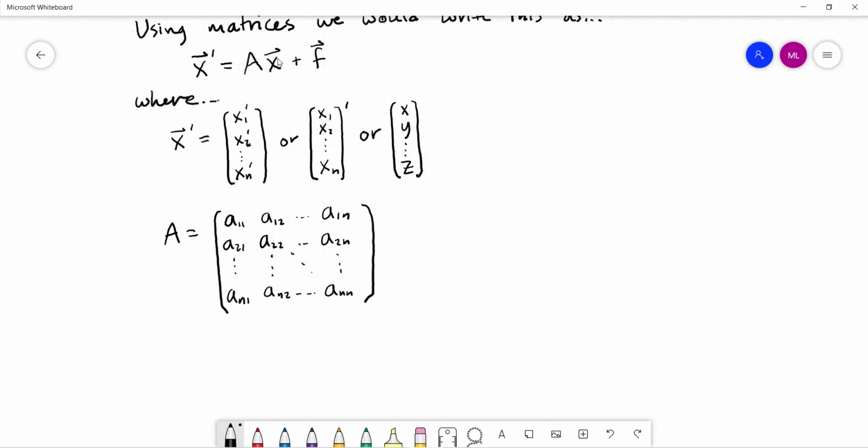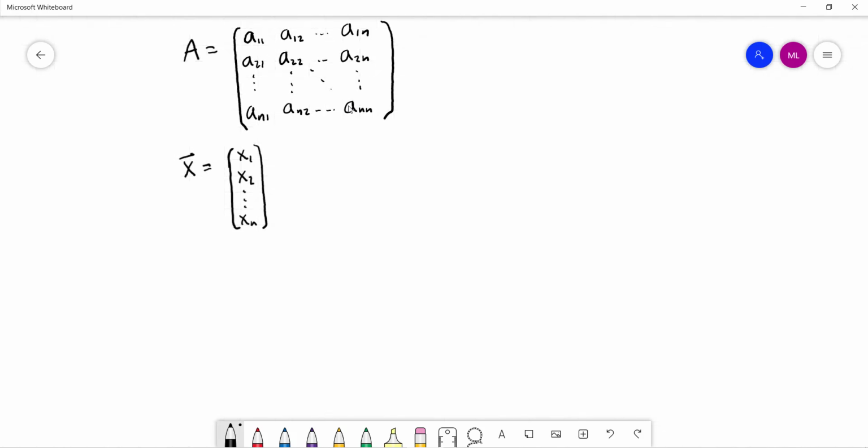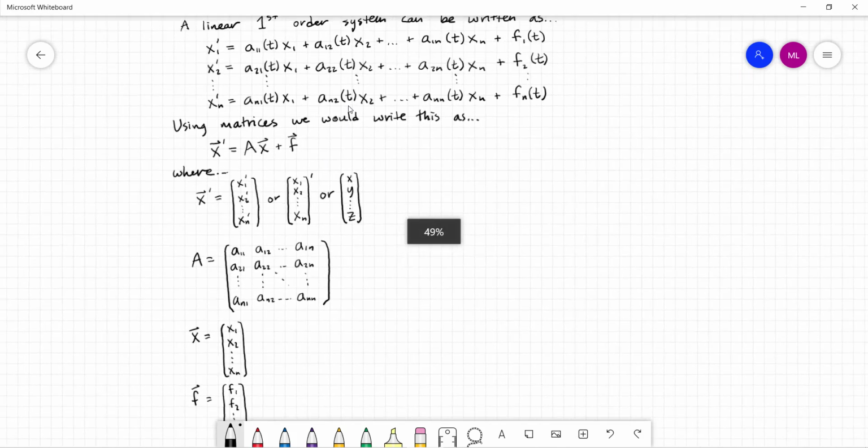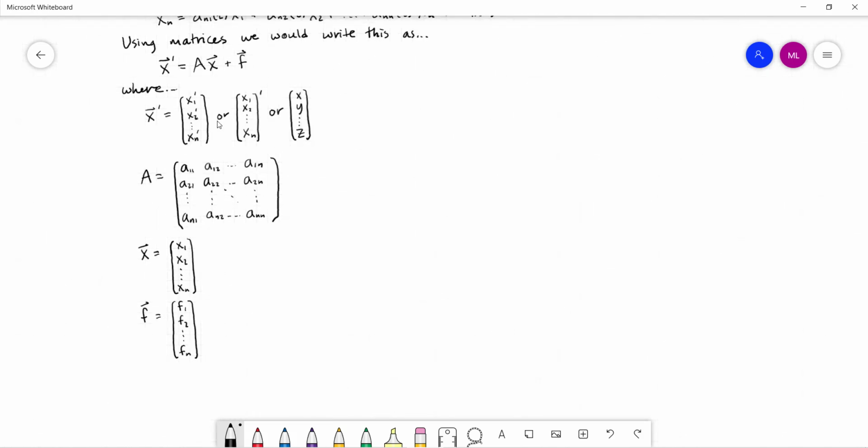This x vector, we've basically already written it. This is it here, if we took away the prime, so it's meant to represent that same vector. So the x vector is just meant to look like x1, x2, all the way down to xn. And then lastly, the f vector is meant to be all those non-homogeneous parts: the f1, the f2, and so on down to the fn. All of those so-called forcing terms, if you want to think about them like that, that show up over here. So basically, this is how things are set up.